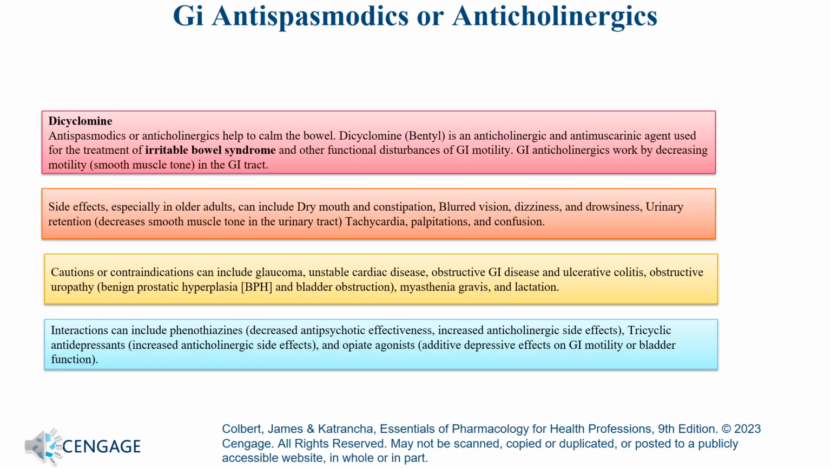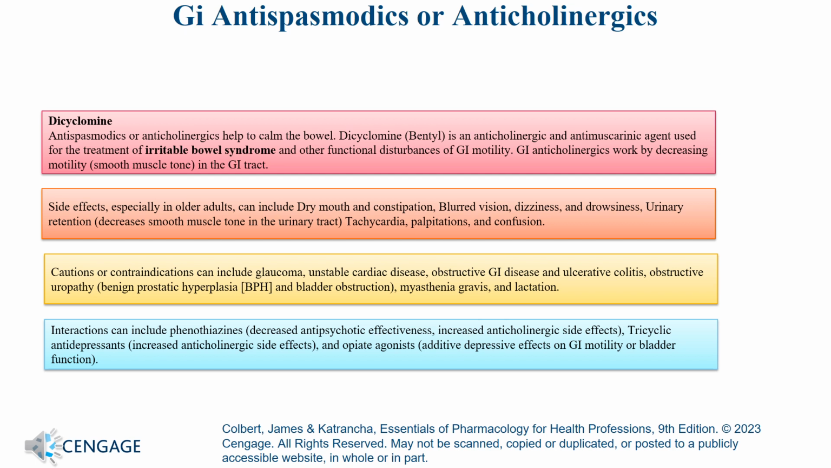Okay, so we are now in GI antispasmodics and/or anticholinergics. Dicyclomine is an antispasmodic or anticholinergic. What they do is help calm down the bowel. Bentyl is an anticholinergic and antimuscarinic agent, which is used to treat IBS and any other functional disturbances of GI motility.